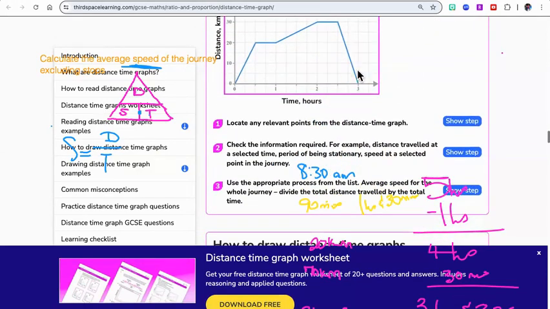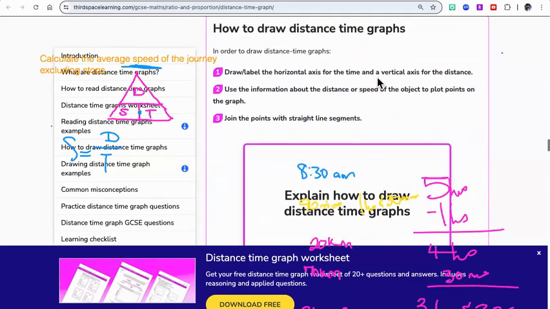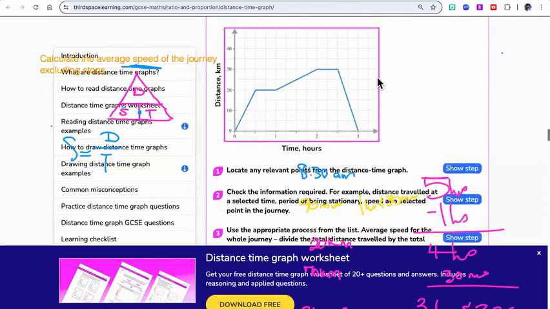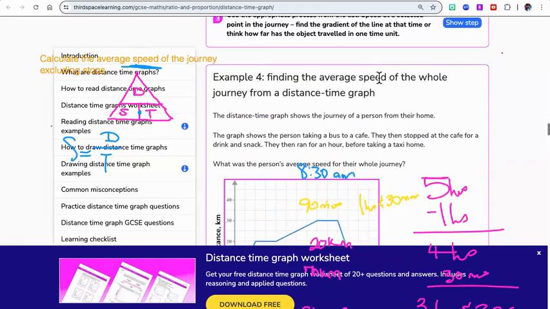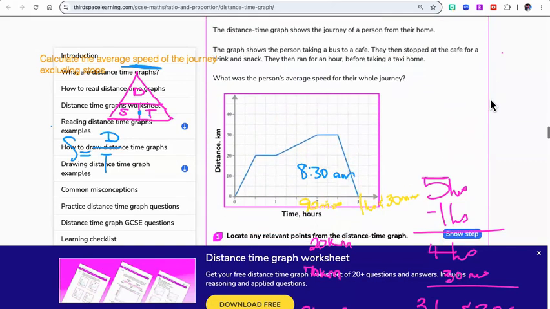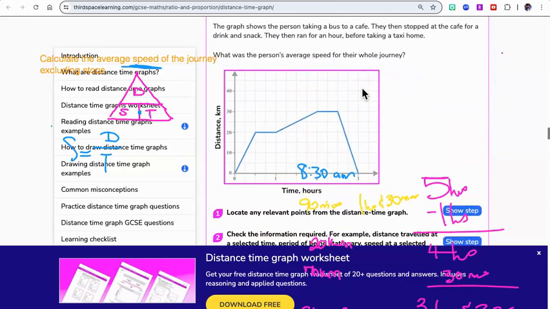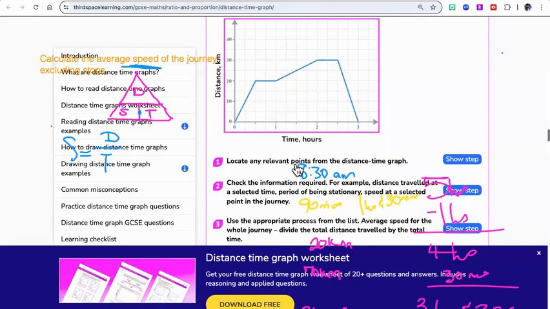So this worksheet here that I sent the link to in the chat has everything on it that you need to know. This is the question: finding the average speed of the whole journey from the distance-time graph. If you're asked to find the average speed for the entire journey without excluding stops, the distance-time graph shows the journey of a person leaving home. I said that earlier. So this question is asking, what was the person's average speed for the whole journey? I just want to give you an idea of what you're doing first. We would locate any relevant points from the graph.